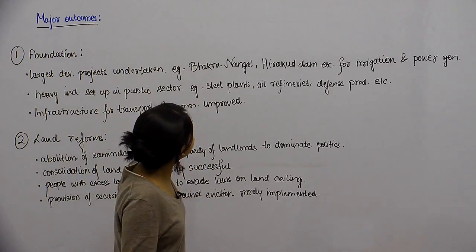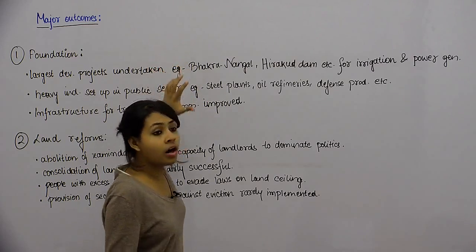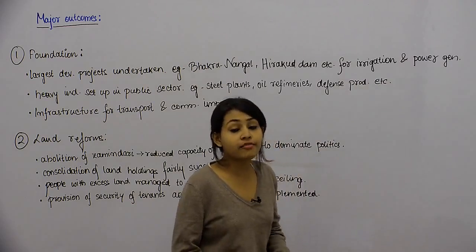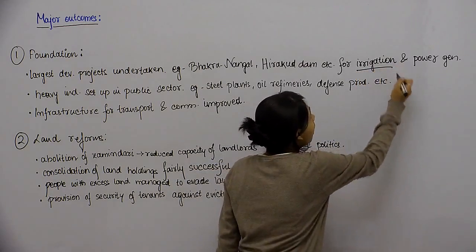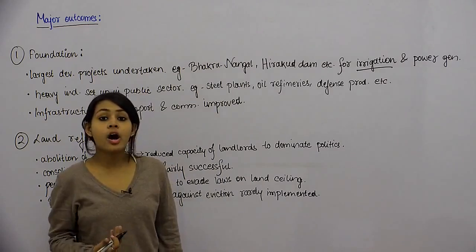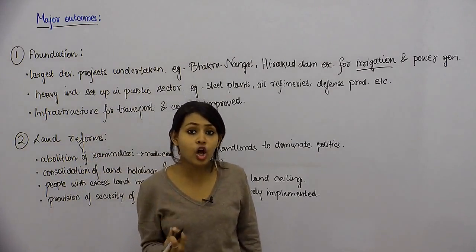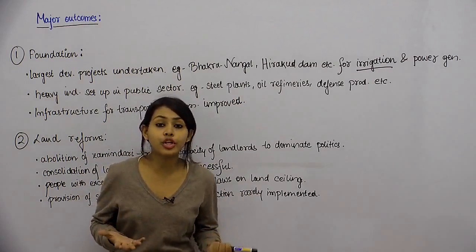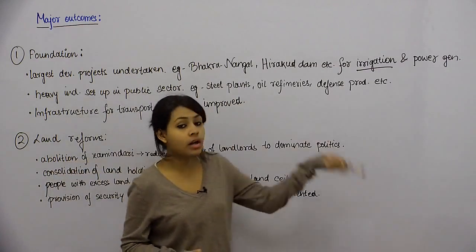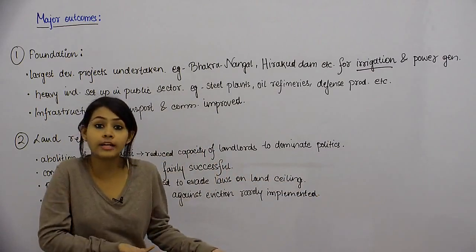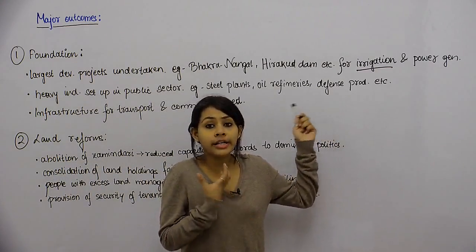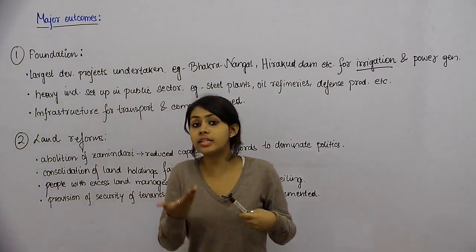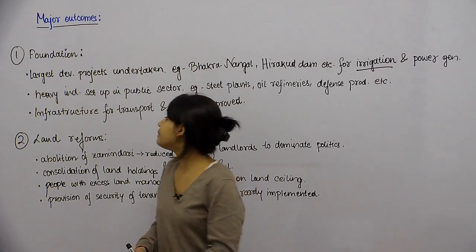Just to say that these mega dam projects were actually meant for irrigation and for power generation. And irrigation, like we talked about, helped improve agriculture a lot. These projects had multi-utility functions. They also helped in power generation through hydroelectricity, and they helped with irrigation, which in turn helped the agrarian sector to develop and to prosper.